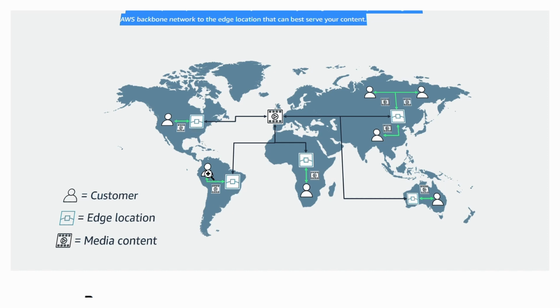So if a customer is accessing that content, let's say from South America, then South America has its edge location here, which has the replication of this content. The data is traveling from South America to South America instead of traveling all the way from Europe to South America. All right.